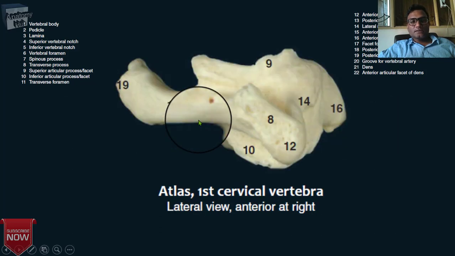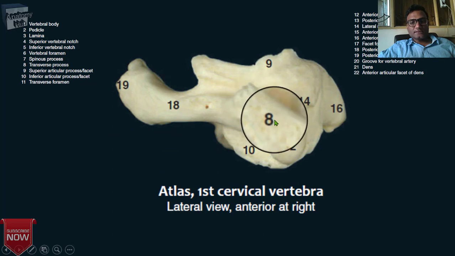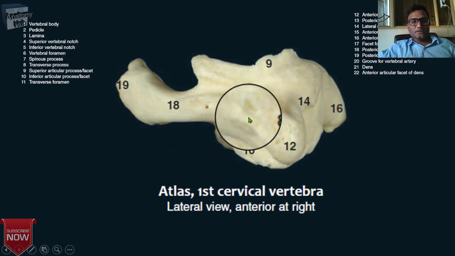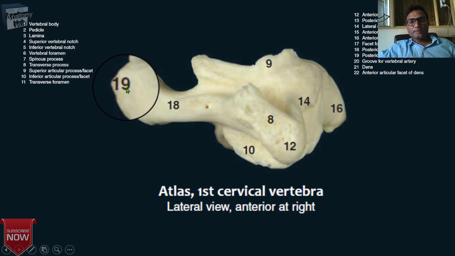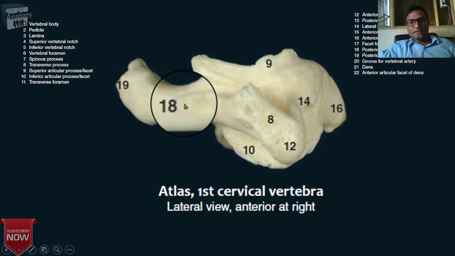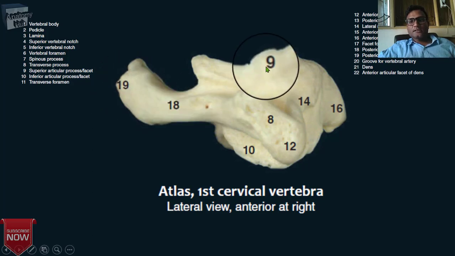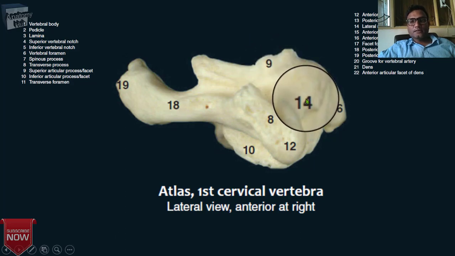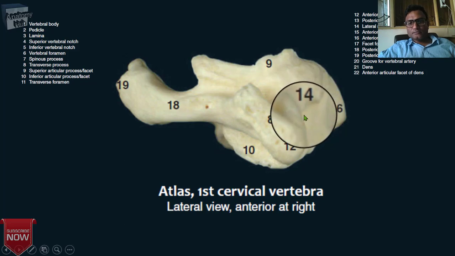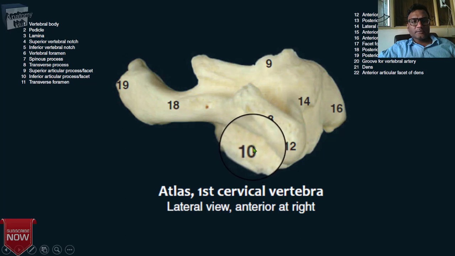And here is the lateral view of the atlas. Here you can see the posterior tubercle of the posterior arch, and this is the posterior arch. Here you will find the superior articular process or facet, and here the lateral mass of the atlas. At this point you will find the inferior articular process or inferior articular facet.